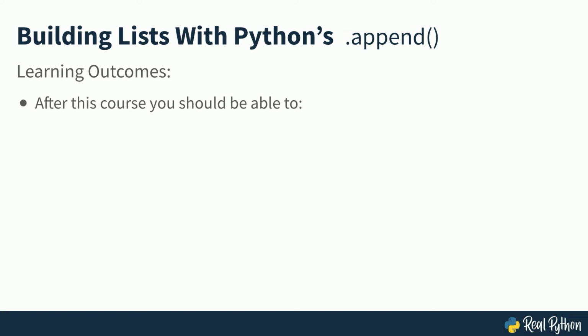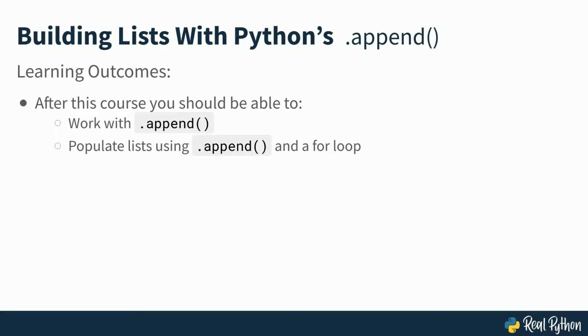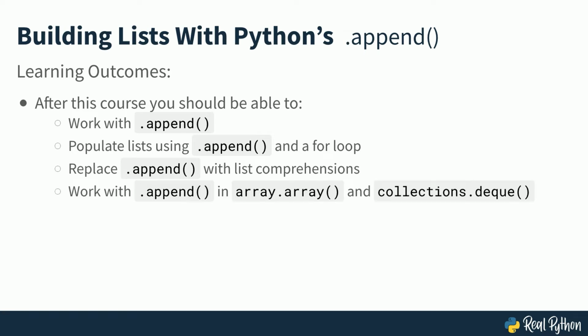Once you've completed this course, you should be able to write Pythonic code using the append method. Use the append method to populate lists in a for loop. Learn a popular alternate way to populate a list called list comprehension. And learn how append can be used in other types of data structures, such as arrays and double-ended queues, also known as stacks.